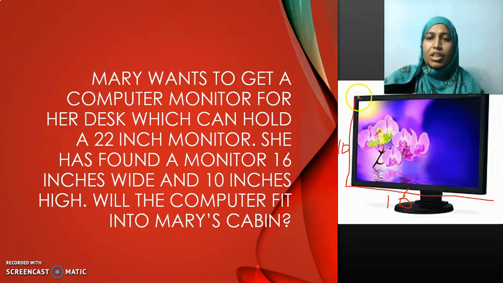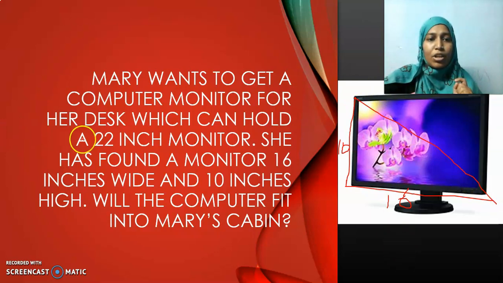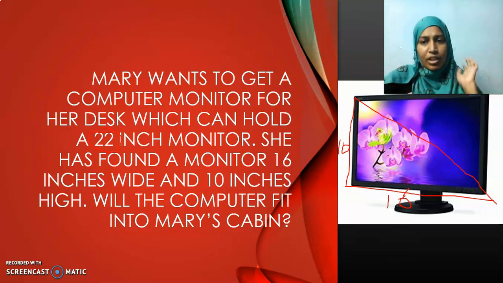They used to measure TVs and monitors by the measure of the diagonal. In shop, they used to say a number, 40 inch TV, 36. All these numbers represent the diagonal measurement and not the length or width of the monitor. Is it clear? So she has to find the diagonal measurement now to check whether it is less than 22. Only if it is less than 22, she can buy that monitor. If it is greater than 22, she will not be able to buy the monitor. Hope the question is clear for you.